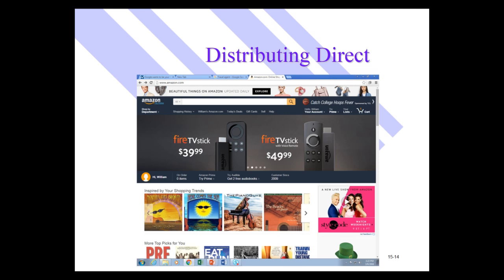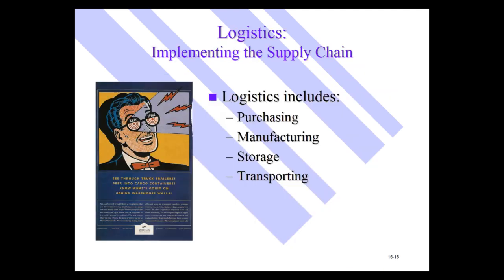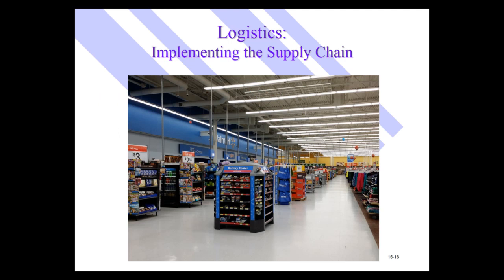But let's go ahead and talk about the more the logistics side of things. The logistics includes functions like purchasing, manufacturing, storage, and transporting. And it's good to look at a company that's really, really good at logistics, and you know that company, and that company is Walmart. Walmart is excellent at distribution.